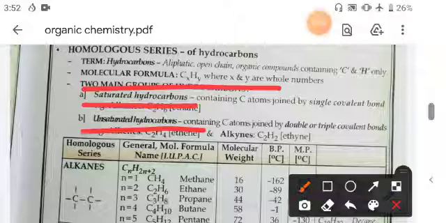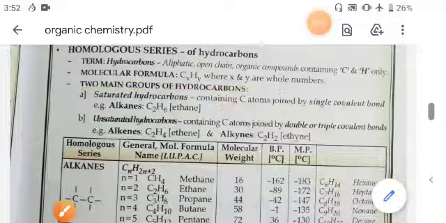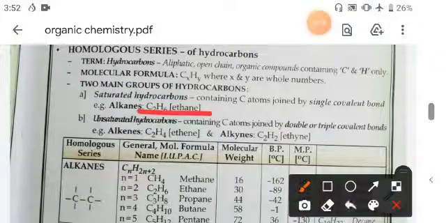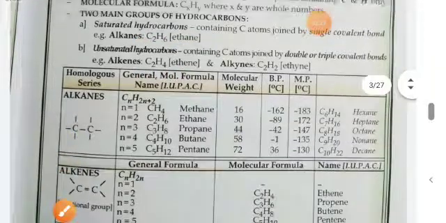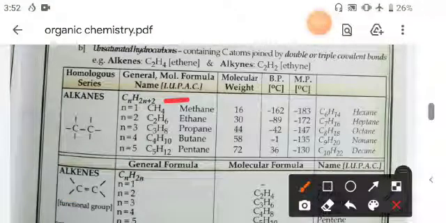In saturated hydrocarbons, carbon atoms are joined by single covalent bonds, whereas in unsaturated hydrocarbons there will be double or triple covalent bonds. Examples of saturated hydrocarbons are methane, ethane, propane, and unsaturated hydrocarbons are alkenes and alkynes, that means ethene, ethyne.